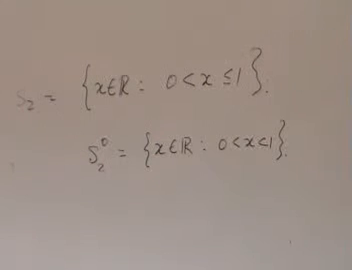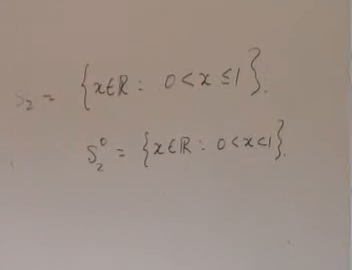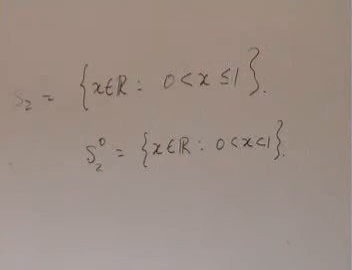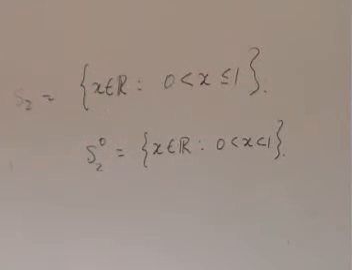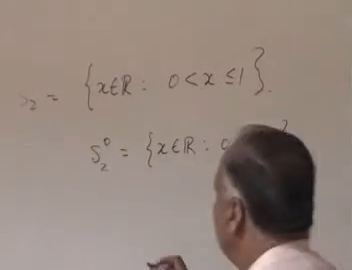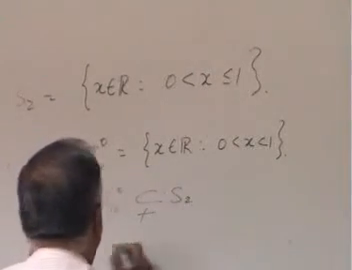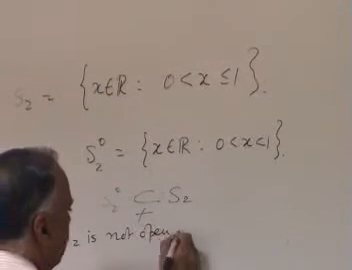Point 1 is not an interior point because however small a distance I look to the right of 1, I don't find friends; I find my enemies there. So 1 is not an interior point because whatever interval, whatever ball you take around it, it is not completely contained in that set. There is a portion of the ball which is outside this set. So the interior here is a proper subset of S2, and therefore S2 is not an open set.